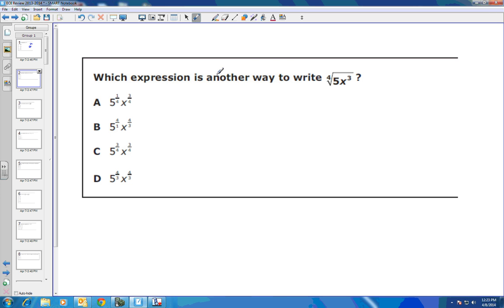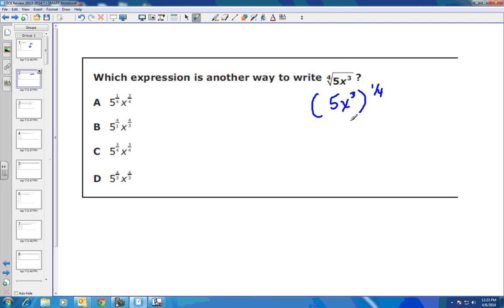All right, number 2, or the second one. Which expression is another way to write? Okay, we just did this. Whenever I have 4 as my index number, they want me to write this using exponents. So that's actually like saying 5x to the 3rd to what power? To the 1/4, right? Because anything to the 4th root is to the 1/4. Anything to the cubed root is to the 1/3.